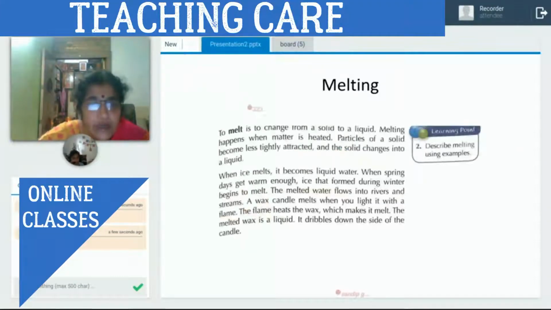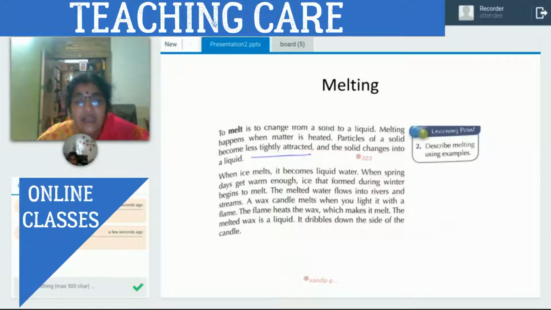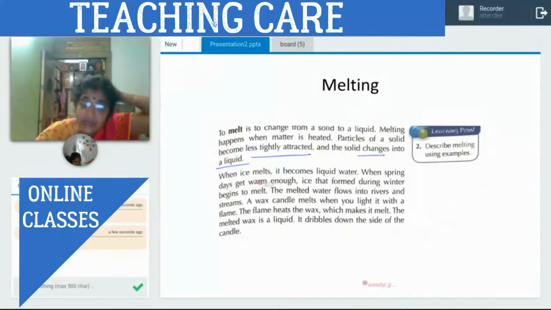Good. So shall we go to our point now? Okay. So to melt means you have to change from a solid to liquid. So melting happens when matter is heated, right? Particles of a solid become less tightly packed and then the solid changes into a liquid, right? Next, when ice melts, what will happen? It becomes liquid water. Like that, when spring days get warm enough, ice that formed during winter begins to melt, isn't it?